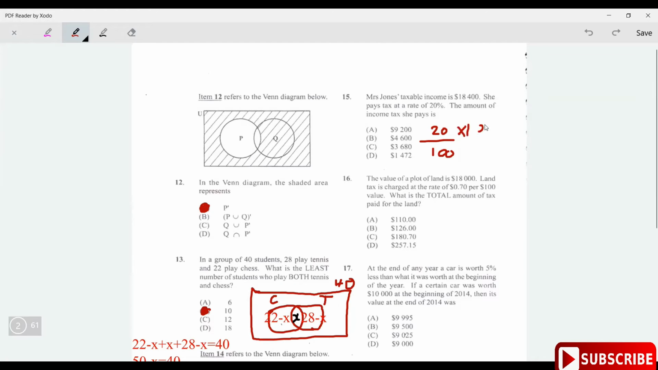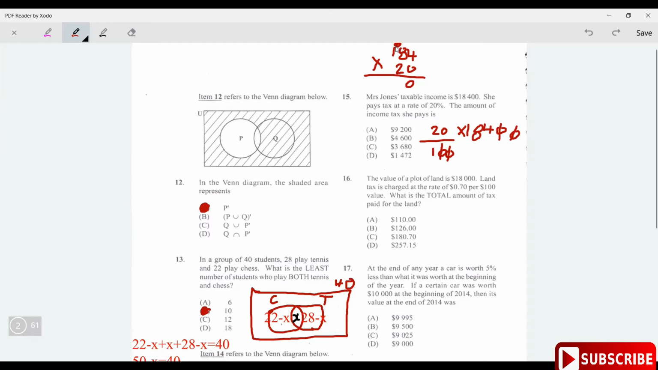So when we work this out, this 0 cancels this 0. This 0 cancels this 0. So it works out to be 20 times 184. So 184 multiplied by 20. All right, let's do that. 20 times 4 is 80. So put a 0 and carry the 8. 20 times 8 is 160.